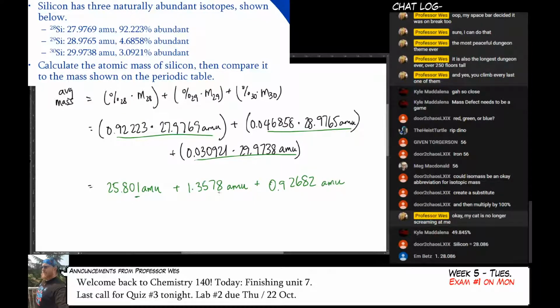So I got thousandths place, 10,000ths place, 100,000ths place. Means I'm going to go to the third decimal place on all of these. 0.801, 1.3578. And I got 28.08562. So I should report that. How close did we get on the periodic table? I think they match exactly. That's pretty good.